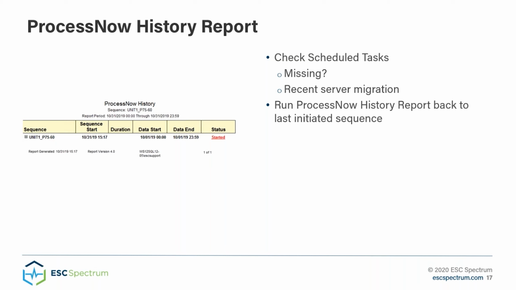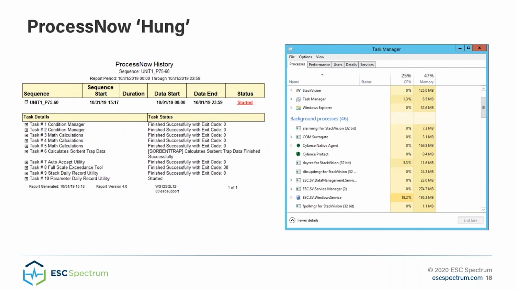Another thing that you can see is, let's say we ran ProcessNow several days or hours ago, and you notice that you have a status of started. And there's no way that ProcessNow sequence should not have completed. It usually takes 30 minutes. So why does it still say started? If you expand out and look at your list of tasks, you can see maybe one of them still says started. And what most likely has happened is that this task is caught in a loop, what we would say is hung up.